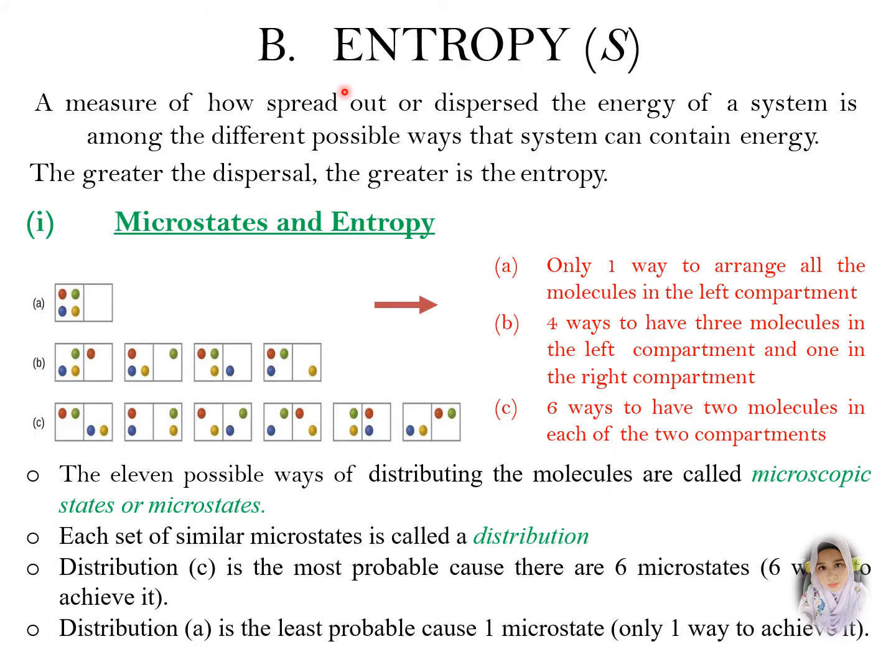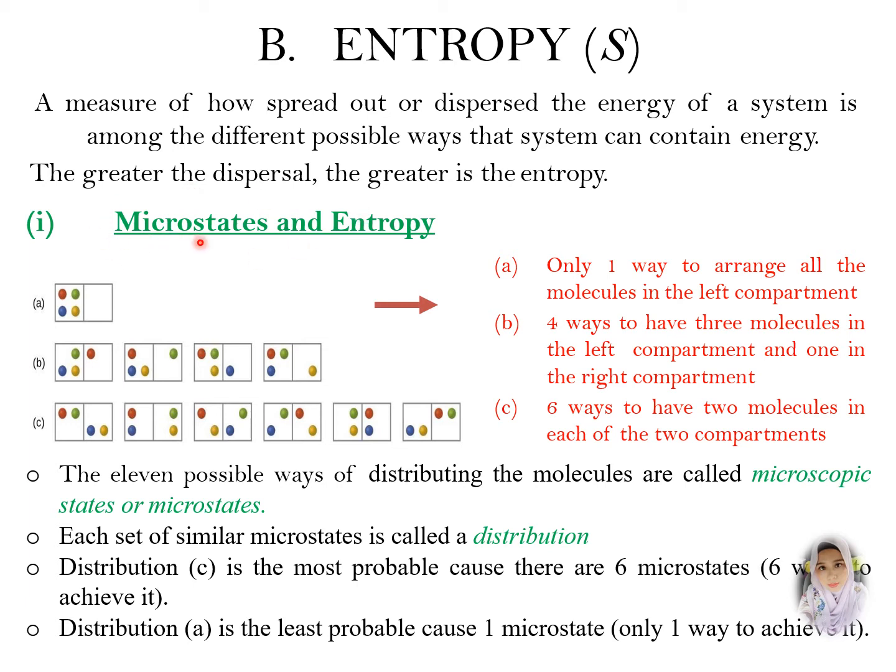Okay, entropy of an object is a measure of the amount of energy which is unavailable to do work. Entropy is also a measure of the number of possible arrangements the atoms in the system can have. Okay, that means the greater the dispersal, the greater the entropy.